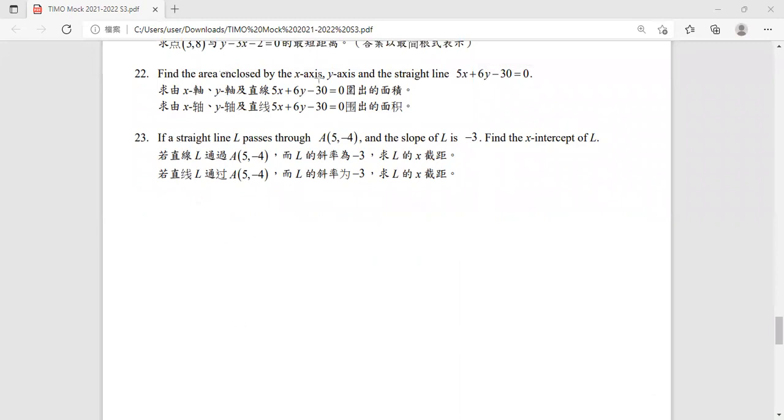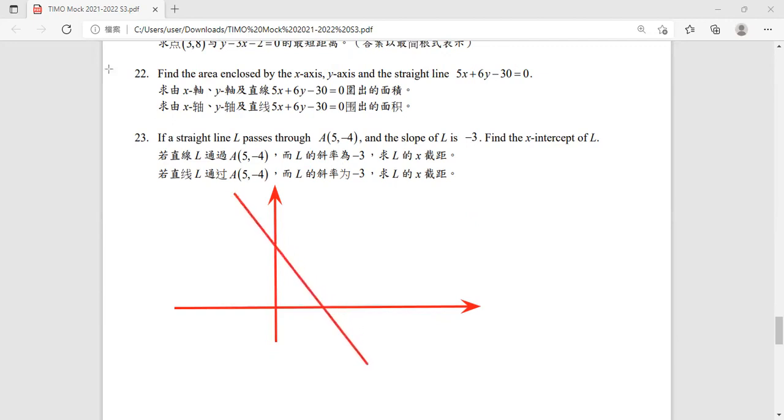Now let's have something like this one. If the slope of L is negative, it slants something like this. So you'll find a point here. Actually, it's arbitrary, I use the arbitrary point, it's (5, -4). Now I have to find the x-intercept, so I will find this one. How can I find this one?